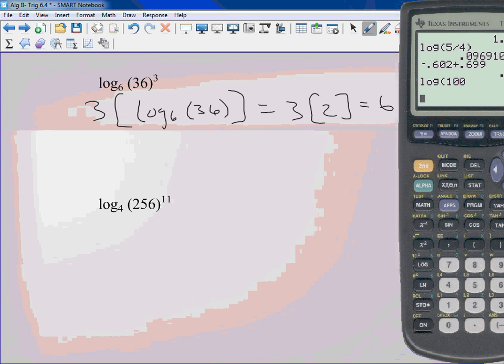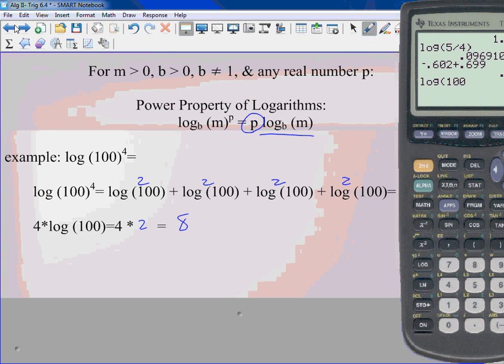Wait, time out. How'd you get the answer? The last one, why did you do that? You took the 4 from the problem, then you multiplied it by 2 to get 8. So why did you do that again? Where'd the 4 come from? The exponent. How do you know that?